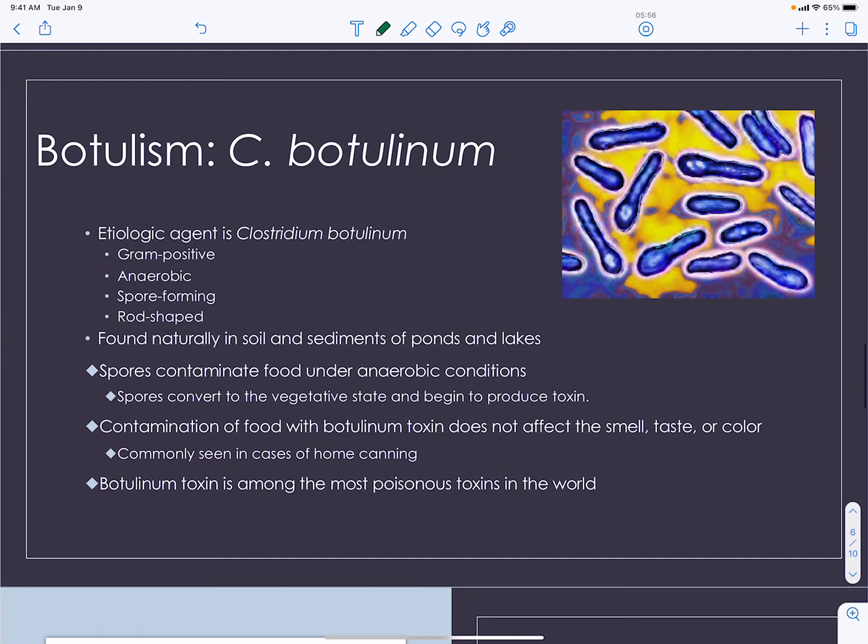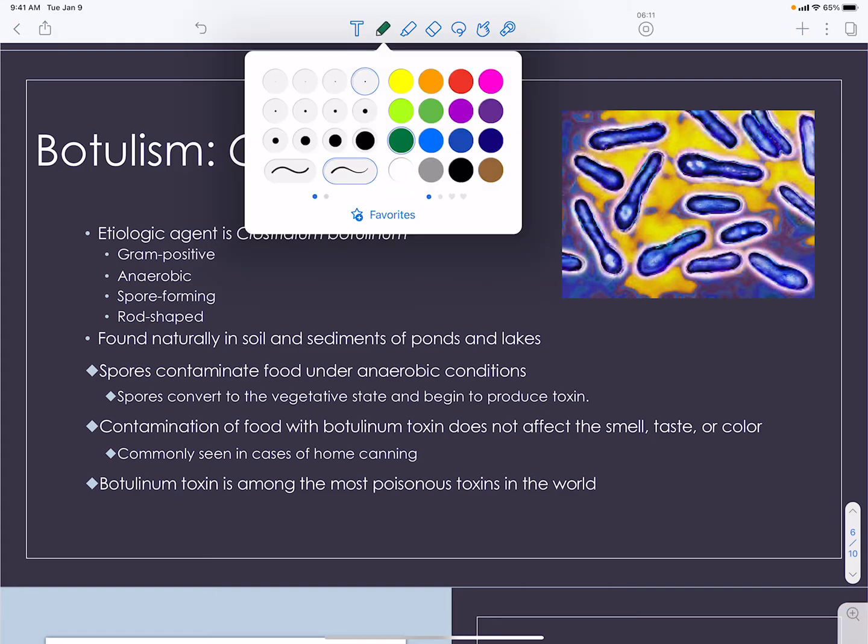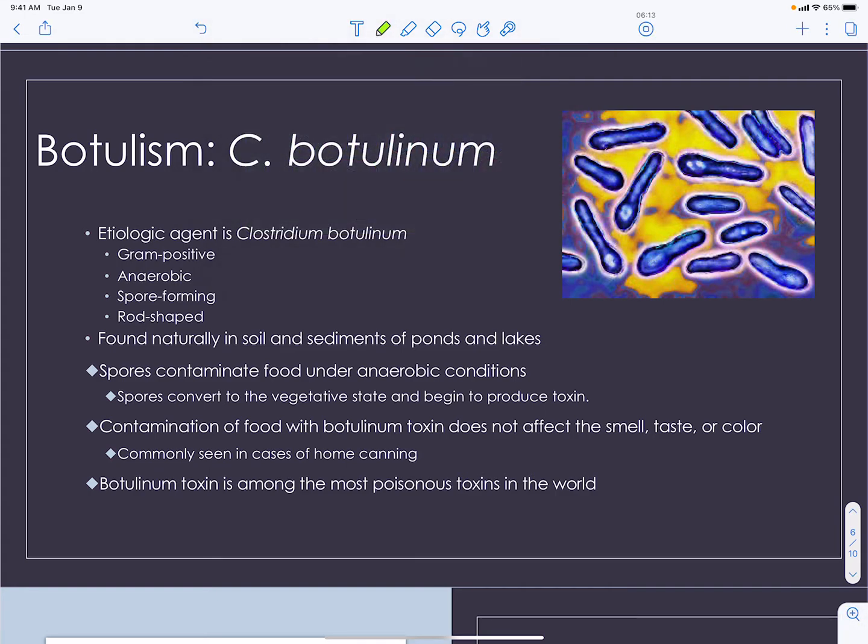Now, our other Clostridium that causes infection is going to be Clostridium botulinum. And so Clostridium botulinum is going to be the cause of botulism. We also have a lot of people who are using Botox. And this is the toxin from botulism.